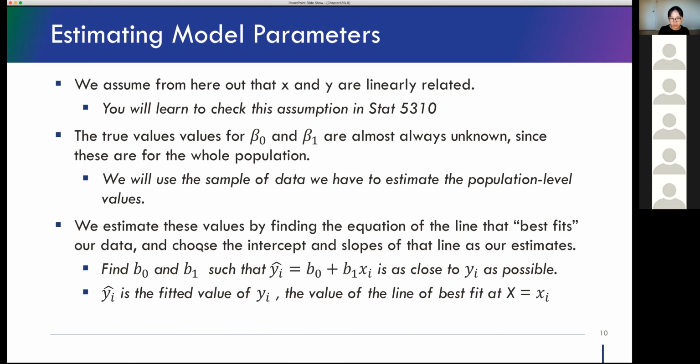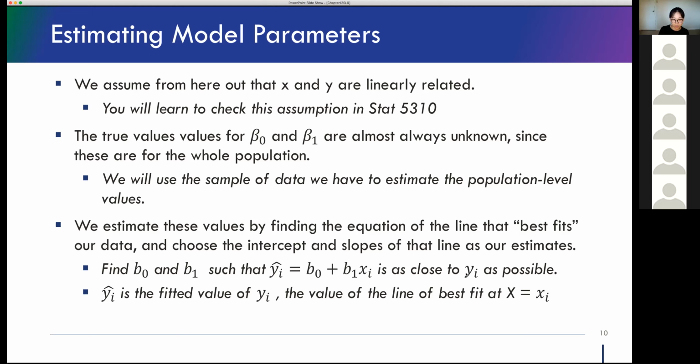So that means we will choose the intercept and slope so that the line would be as close as possible to our data. So this is saying finding B0 and B1 as the estimates of beta 0 and beta 1, so that this yi hat, our estimated yi, would be B0 plus B1 times xi. This estimate value would be as close to our yi as possible.